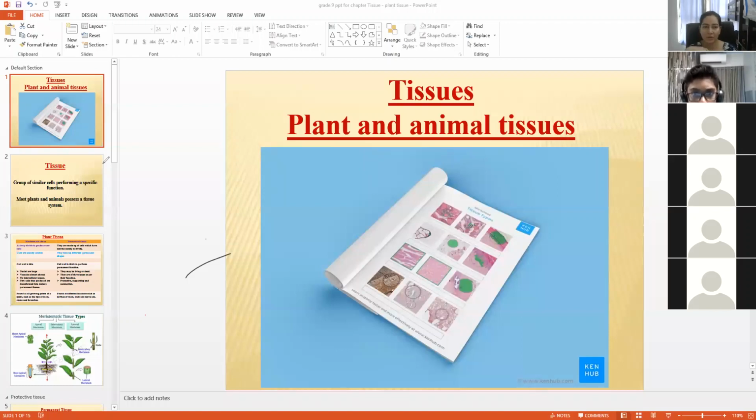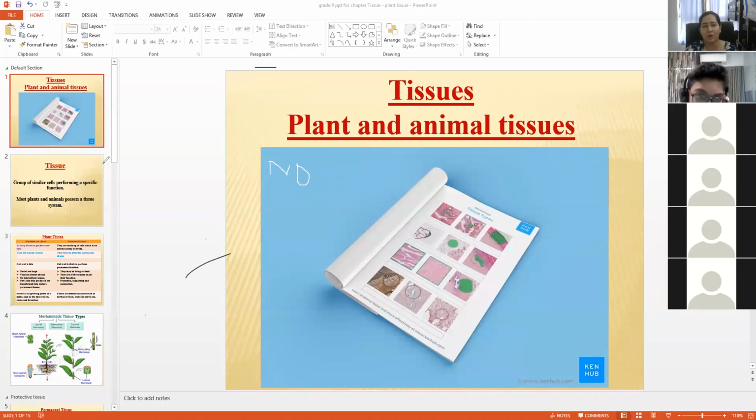When we are talking about tissues in this chapter, we are going to learn about two kinds of tissues. One is plant tissue and one is animal tissue. Like how we did in the chapter on cells, we learned about two different kinds of cells, one was a plant cell and one is an animal cell. So we continue the same with tissues.